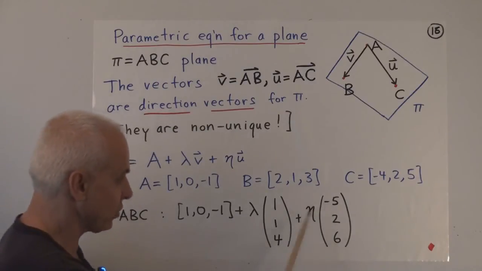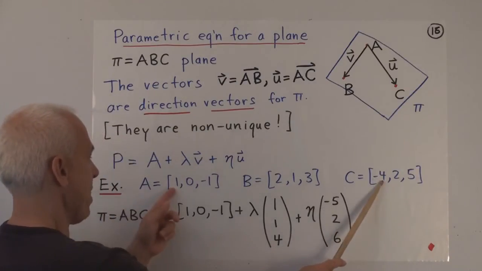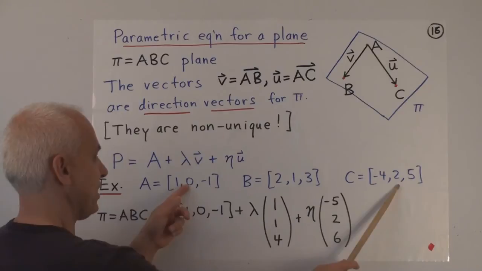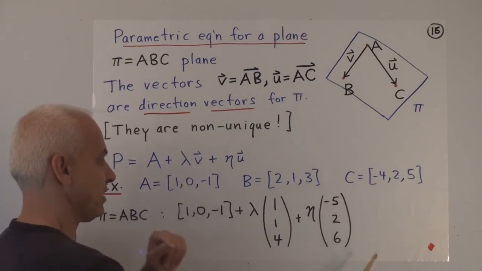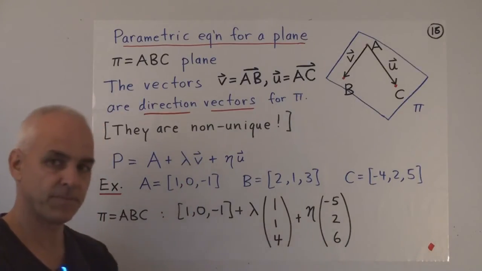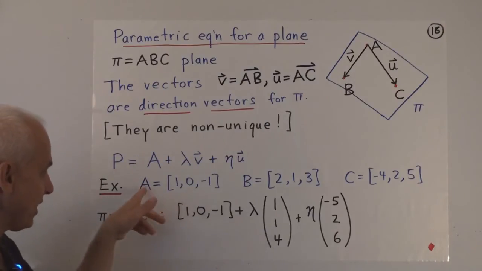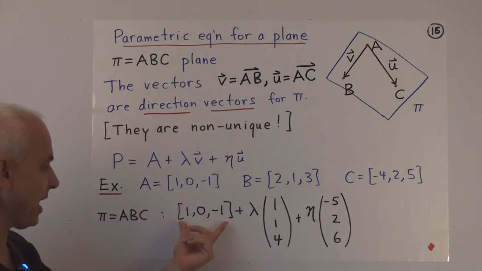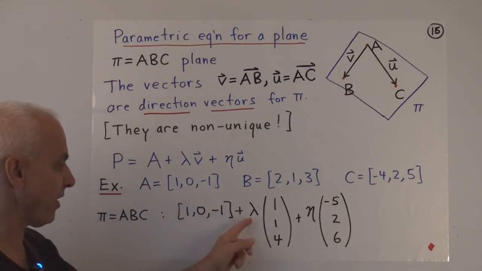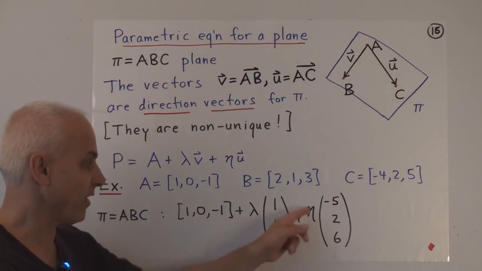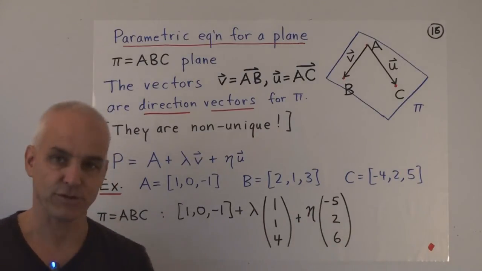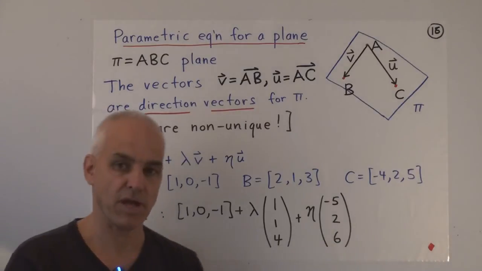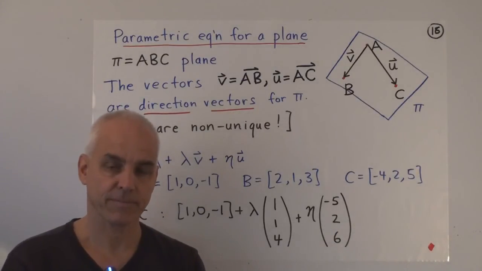And here is the vector joining A to C. -4 minus 1, 2 minus 0, and 5 minus -1, 6. So every point in this plane can be expressed as a combination of this point plus some multiple of that vector plus some multiple of that vector. It's a parametric equation for the plane.